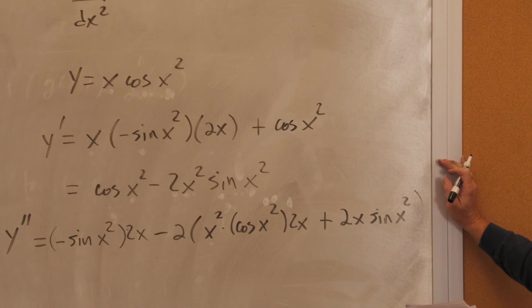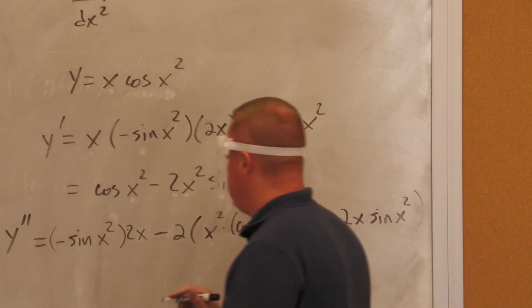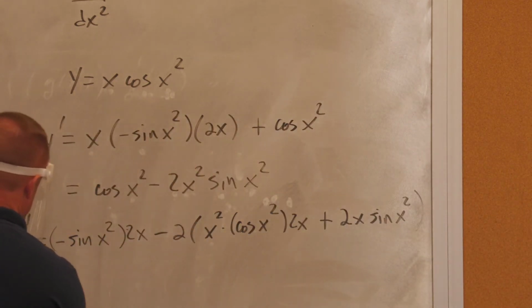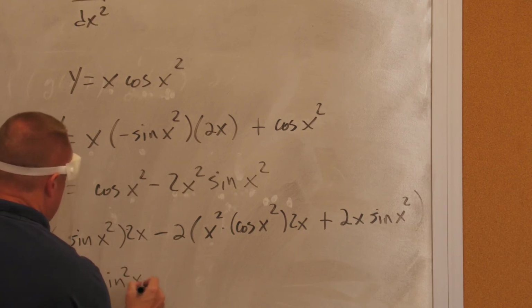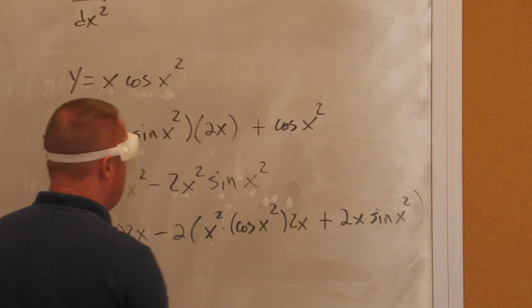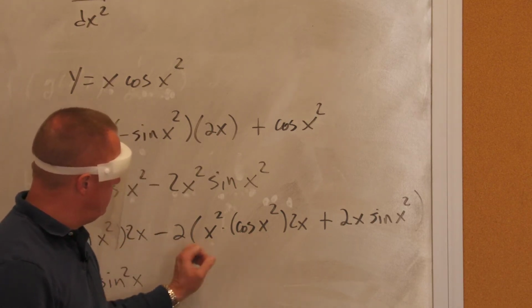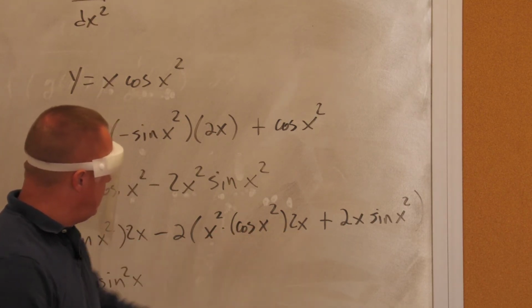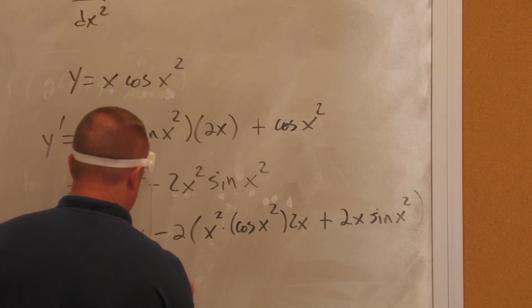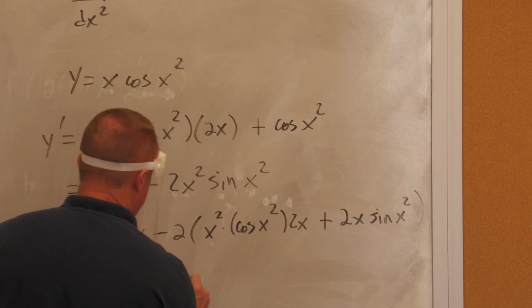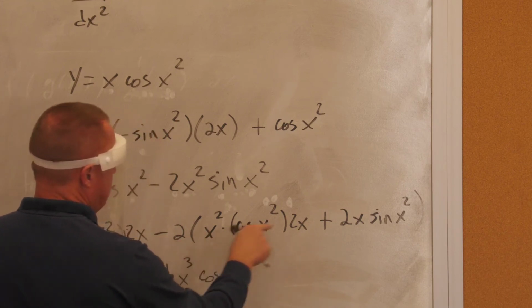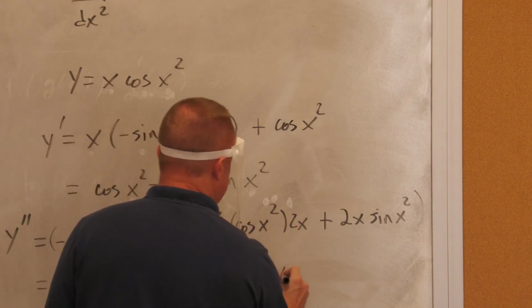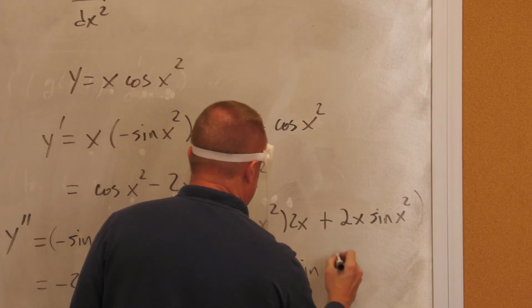All right, so now to reduce that a little bit, let's just go ahead and get rid of those parentheses first. Here I've got to multiply negative 2 to both of these. So this would be negative 4x cubed cosine x squared, and this would be minus 4x sine x squared.